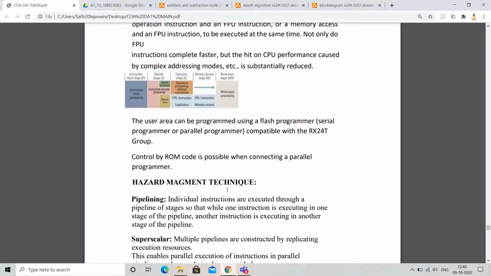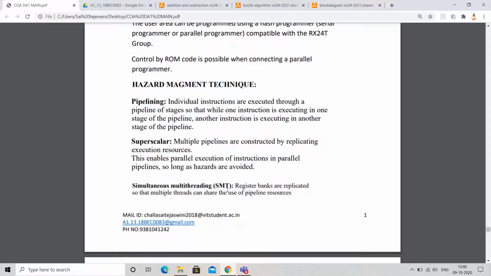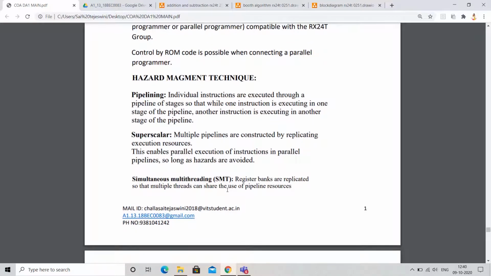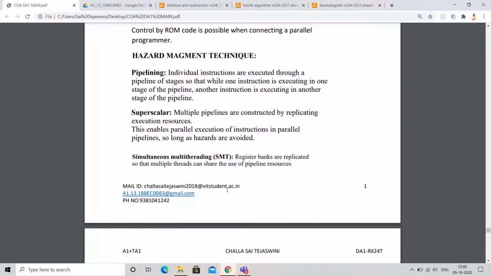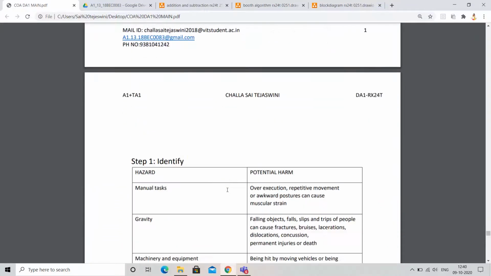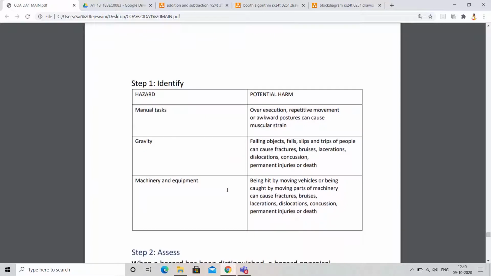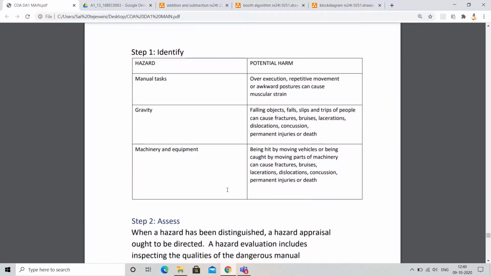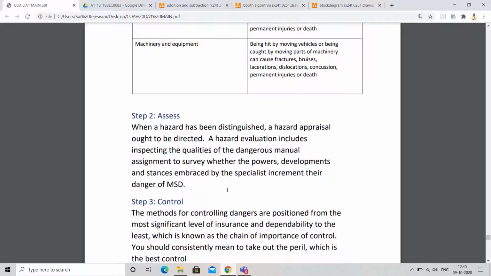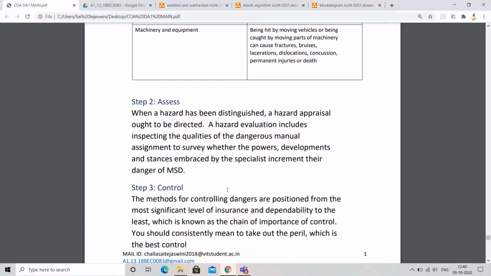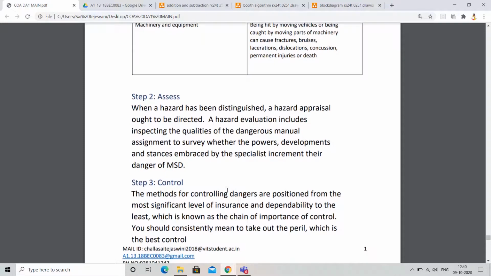Coming to the hazard management technique: pipelining, superscalar and simultaneous multi-threading. First we have to identify the hazard, and then step two is to assess. When a hazard has been identified, a hazard assessment ought to be conducted. A hazard assessment includes inspecting the qualities of the hazardous manual task to assess whether the force, movements and postures adopted by the worker increase the risk of MSD.